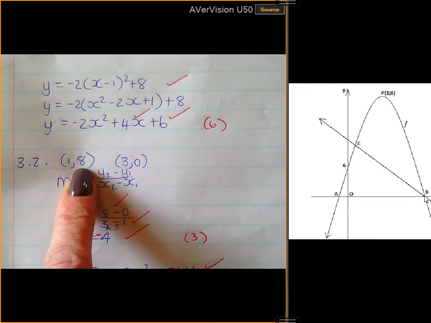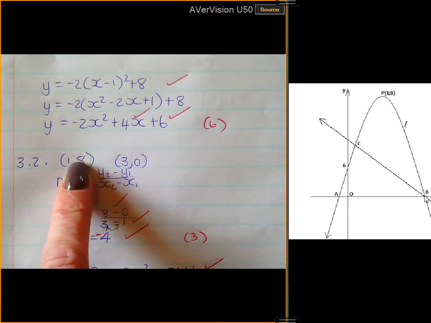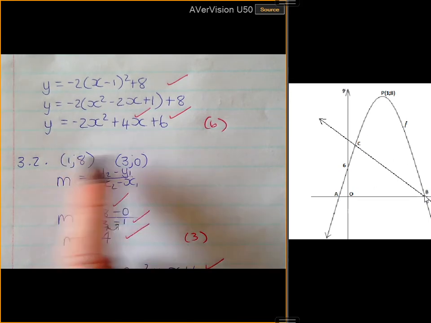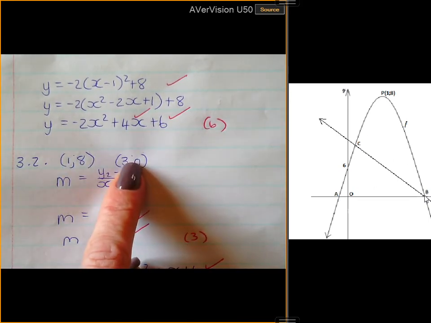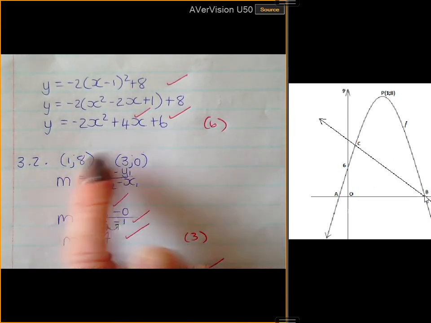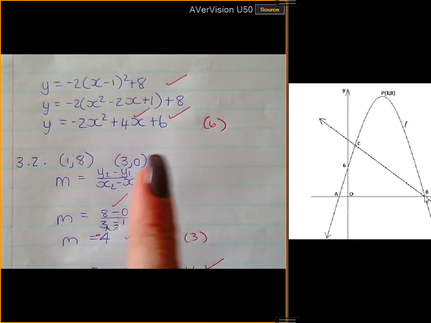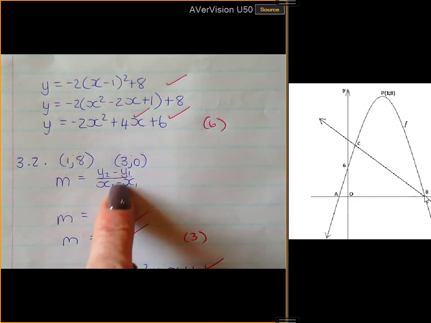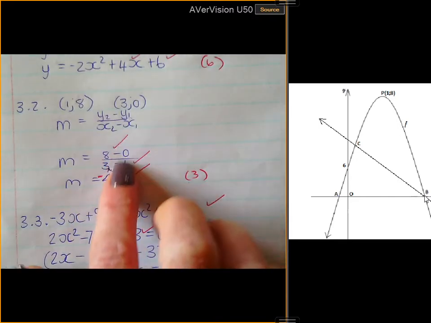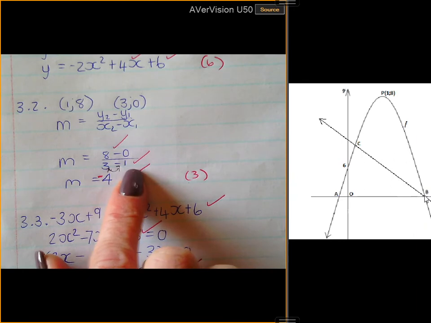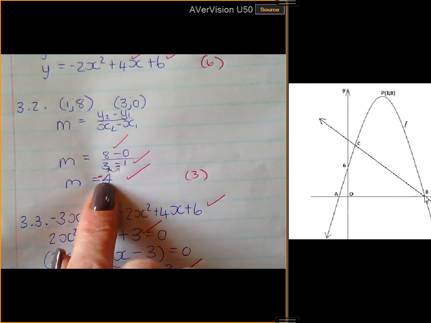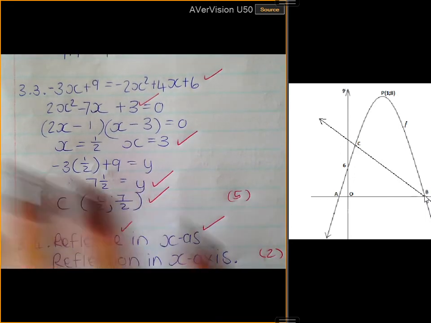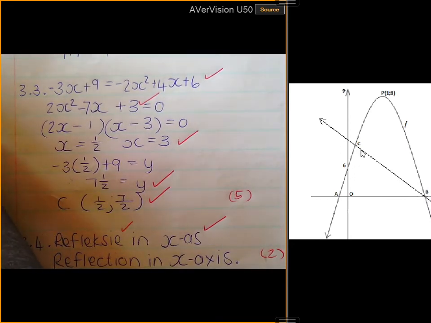If, for instance, it wasn't given on the sketch, then you'd have to substitute the x into the equation, and that 3 into the place of x into the equation to get 8 and 0. If you did that, you'd also get 8 and 0, but it wasn't necessary. You got the coordinates on the graph. Okay, and then just substitute into the gradient formula. You'll see I should have swapped those two around, and then you get an answer of negative 4. Just 3 marks there.